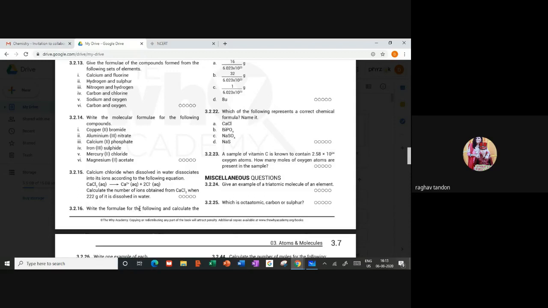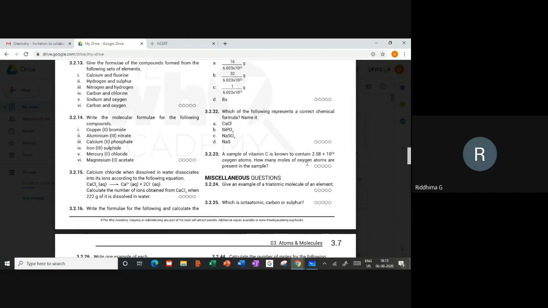Now if 1 mole of CaCl2 gives 3 ions, because Ca is 1 ion and Cl is 2 ions, so that will give us 3 ions. Then 2 moles will give us 6 ions. So 6 into Na, that's the Avogadro's formula. Then 6 into 6.022 into 10 to the power of 23 will be 36.022 into 10 to the power of 23. That will give us 3.6022 into 10 to the power of 24.